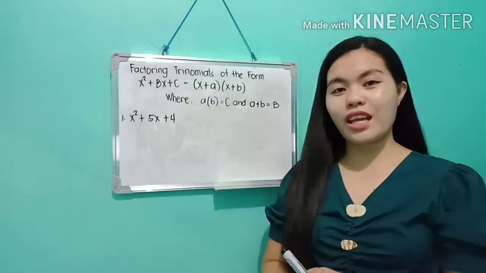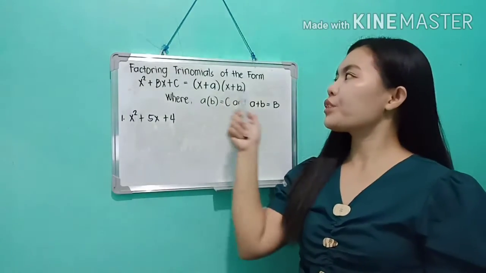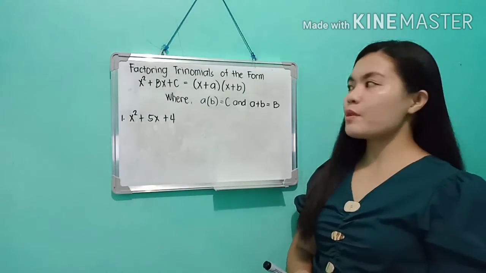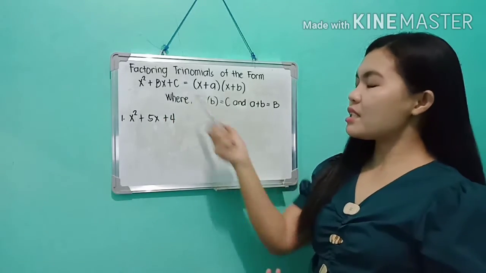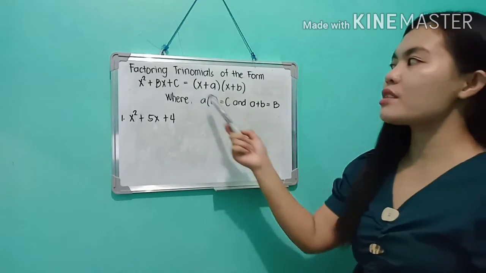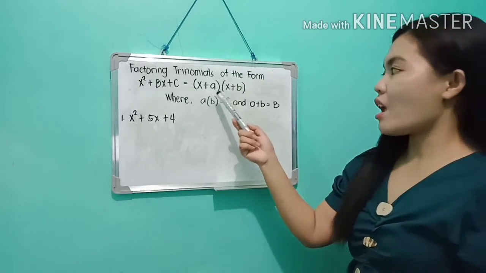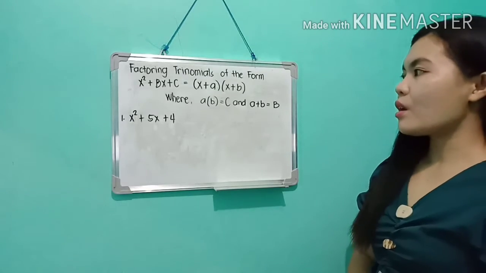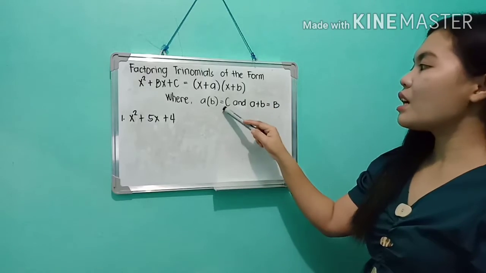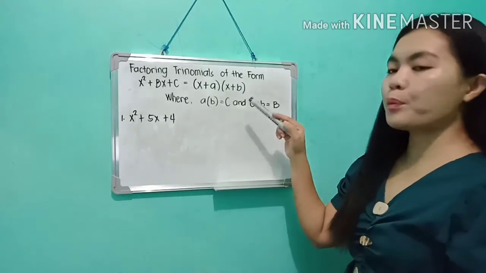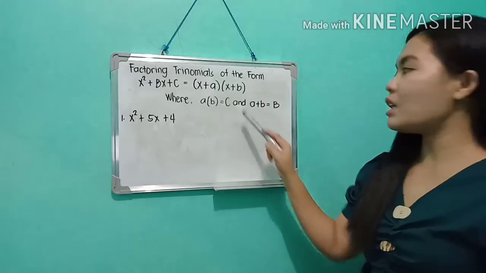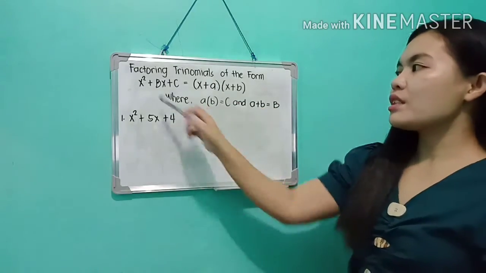Hello students, today you will learn about factoring trinomials of the form x squared plus bx plus c, where b and c are positives. So the factor of this equation or these polynomials is x plus a times x plus b. So if we're going to multiply the a and the b, the product is c, and if we're going to add a and b, the sum is the b.